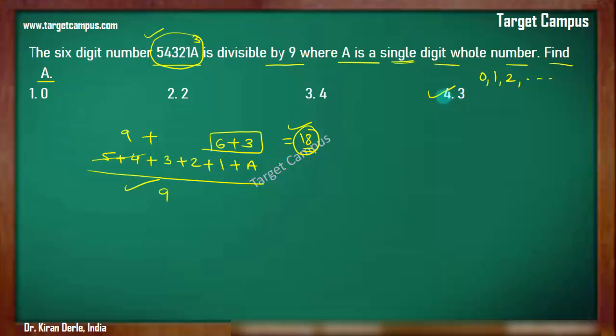I hope you are getting this point, right? Now 6 plus 12 is also a multiple of 9, but a is a single digit number as given to us, right? So a would be 3 only. I hope you are getting this point.